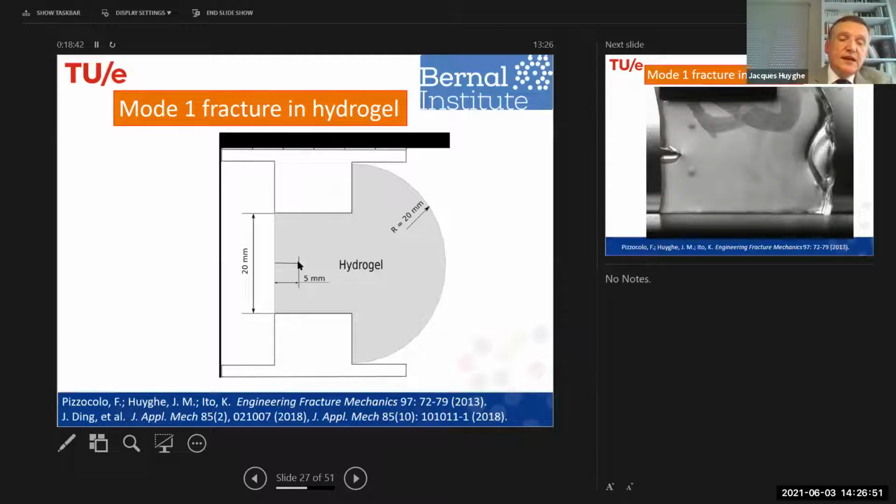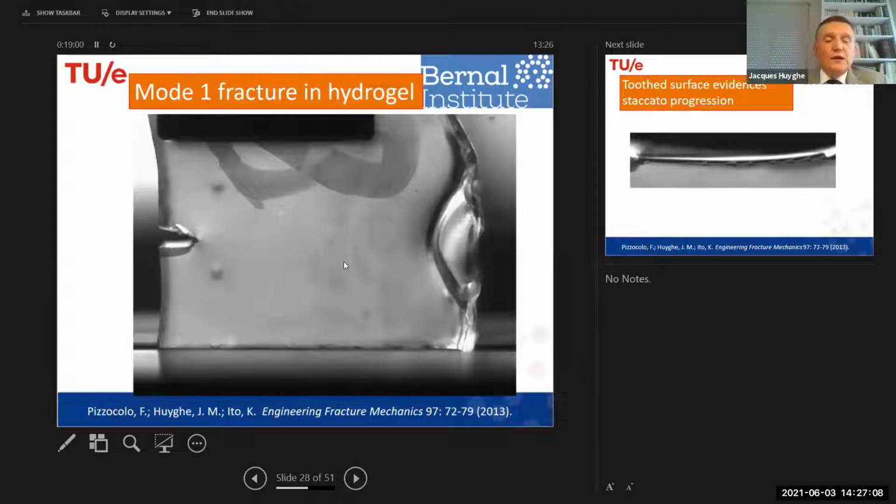We have a slit here in a hydrogel. The hydrogel is mounted in a tensile loading bench, and these two jaws are separating from one another so that this crack can grow. And this is a video, and the nice thing about a video with a gel is that the material is to some extent transparent.